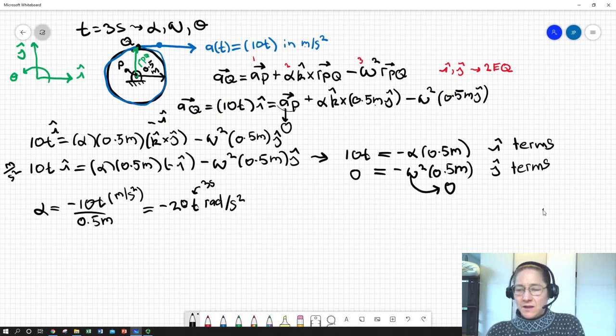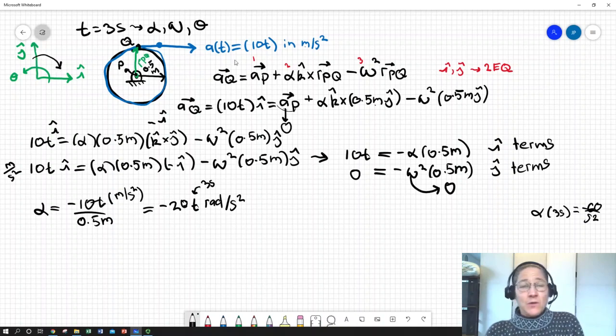We could say alpha at 3 seconds is going to equal negative 60 radians per second squared. Now it's negative, indicating it's going to be accelerating in this direction, which makes sense given the direction that we're pulling. So the actual acceleration is clockwise. We've defined positive angular displacement, velocity, and acceleration as counterclockwise, so we got a negative. So that's no big deal.